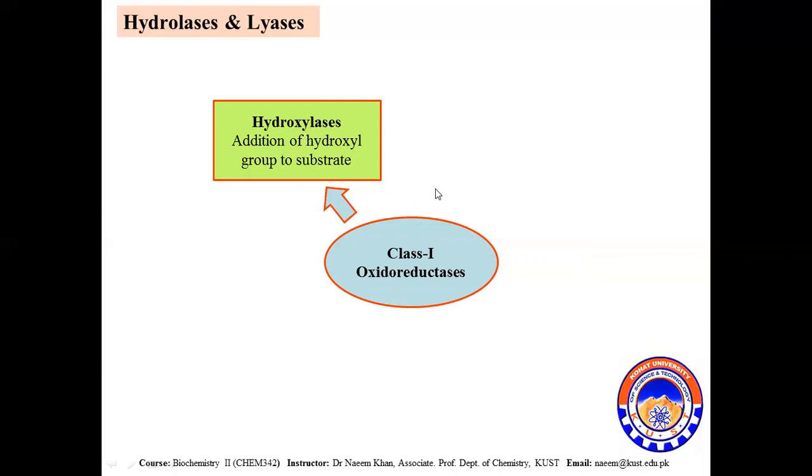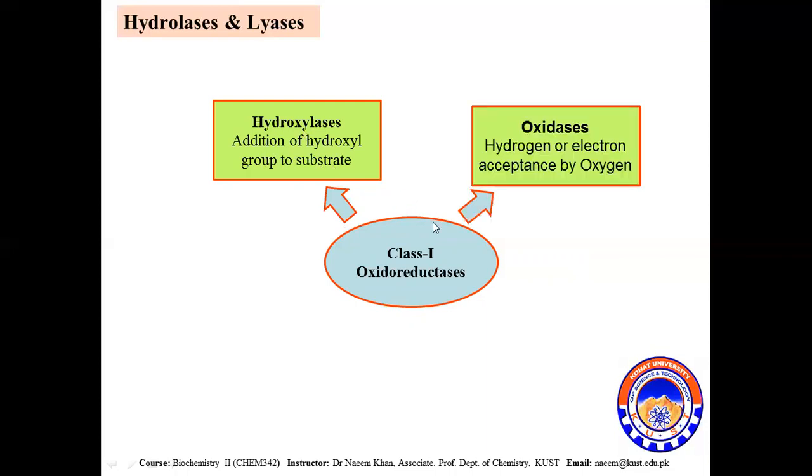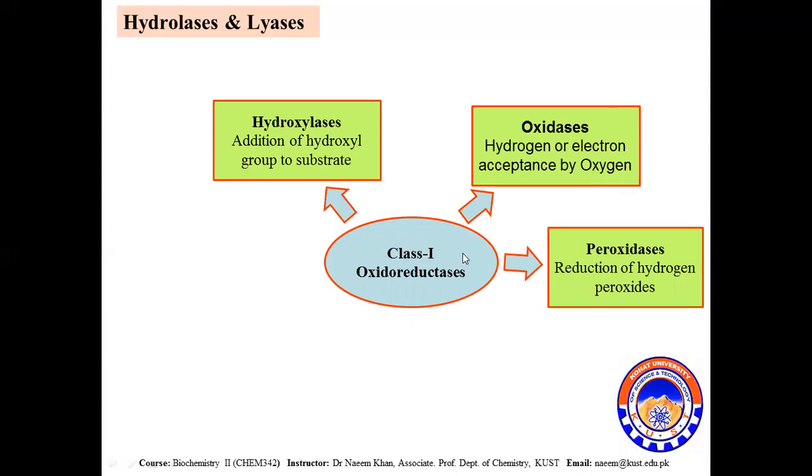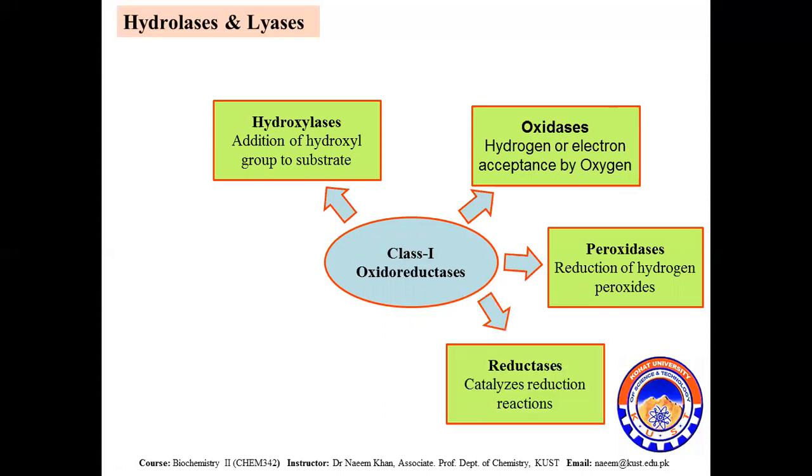Another subclass of oxidoreductase was oxidases, and we know that these were the enzymes which are catalyzing hydrogen or electron acceptance by the oxygen in their substrate. Third subclass of oxidoreductase was peroxidases, and these are the enzymes which are catalyzing the reduction of hydrogen peroxides. Fourth subclass was the reductases, and these are the enzymes which are catalyzing the reduction reaction.